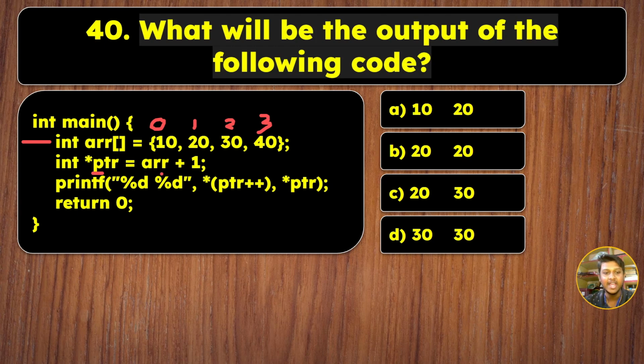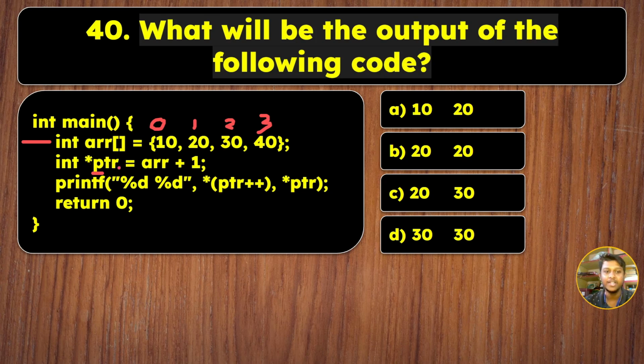It means this arr refers to the 0th index of the array, and after that we are incrementing it by 1. So now arr plus 1 refers to the first index of the array. So this ptr stores the array's first index address, and after that we are printing *ptr++ and *ptr. So let's calculate what can be the value of ptr.